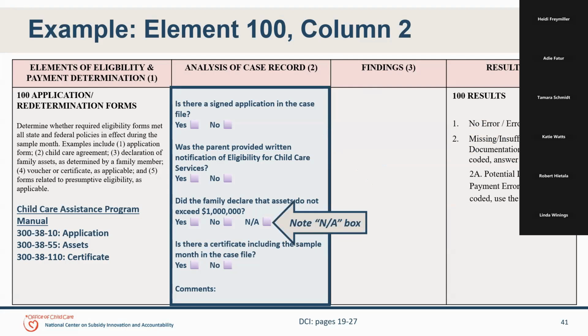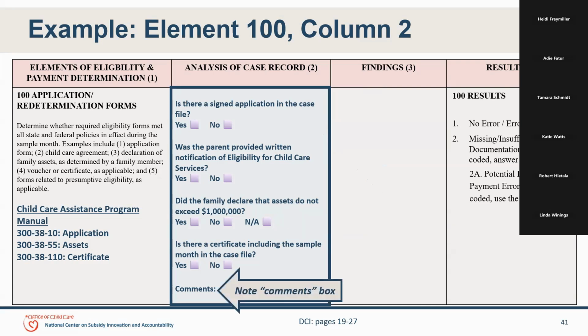You can see here in the assets item, there's an NA box, since in this state, the item does not apply to all clients. So we encourage you to include NA boxes if you have a yes or no item that would not apply to all scenarios. Also note that we've included a comments box here, which we highly recommend including in each element.